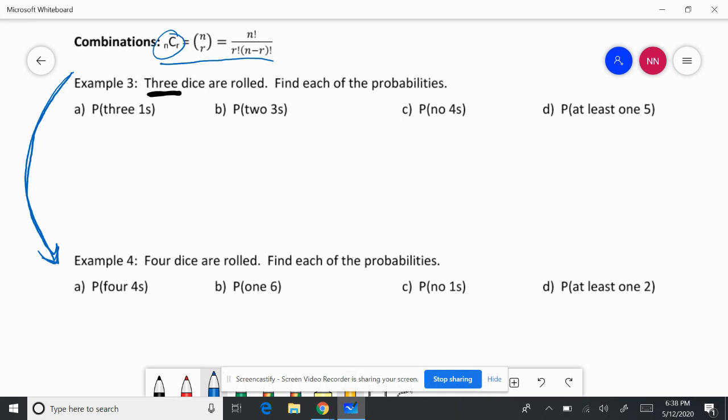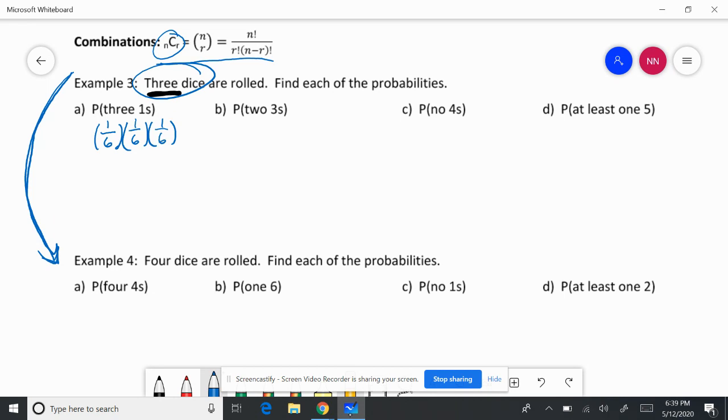So what we have are 3 different dice, and we want 3 ones. That means all 3 dice have 3 ones. First thing that I like to do is, since there are 3 dice, I'm going to put 3 parentheses, a probability for each die. Since I have 3 ones, the probability of getting a 1 would be 1/6. And since I want 3 ones, that means all of them are going to be 1/6.